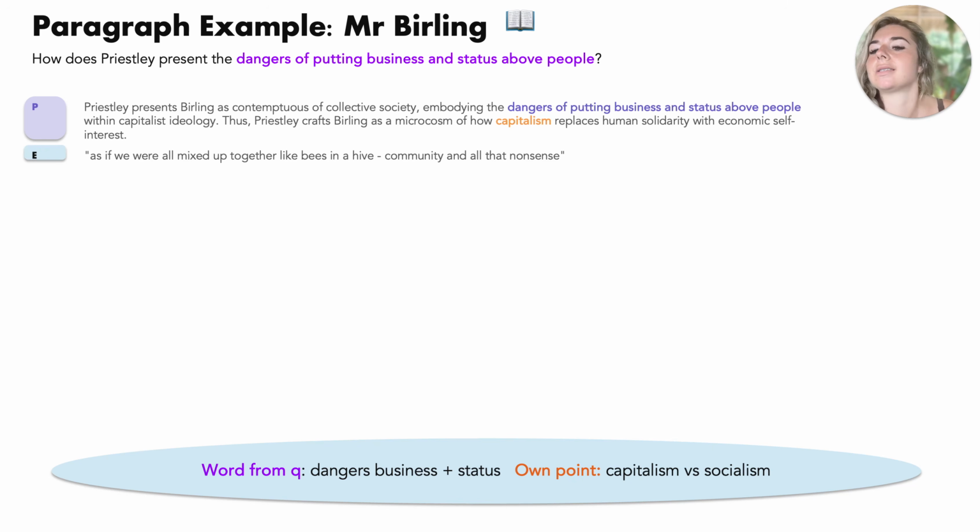Then we've got my evidence: "as if we were all mixed up together like bees in a hive, community and all that nonsense." Obviously that's the one I've chosen. Then I'm going to do my techniques. Remember, I've taken it from my what, how, why on my Light Up Hub analysis that I've pre-learned, and I'm just going to talk about the dash.